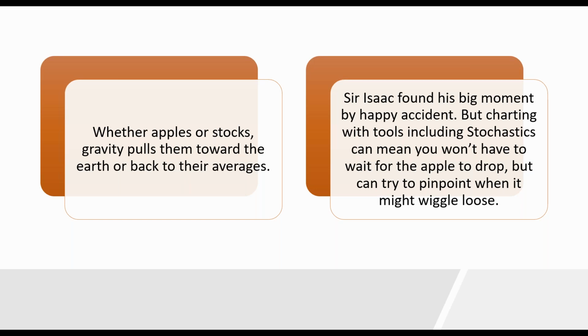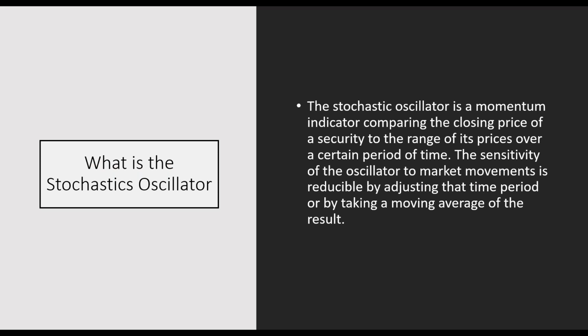So whether it's apples or stocks, gravity pulls them back towards Earth and back to their averages. Sir Isaac Newton found the big moment by a happy accident, but charting with tools including stochastics can mean you won't have to wait for the apple to drop, but can try to pinpoint when it might wiggle. The stochastics oscillator is a momentum indicator comparing the closing price of a security to the range of its price over a certain period. The sensitivity of the oscillator to market movement is reducible by adjusting the time period or taking a moving average of the result.